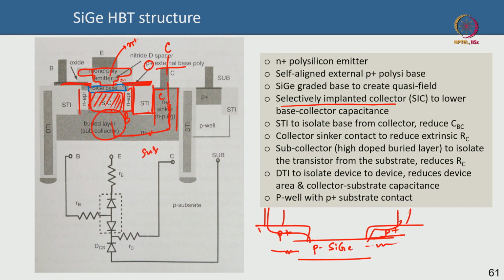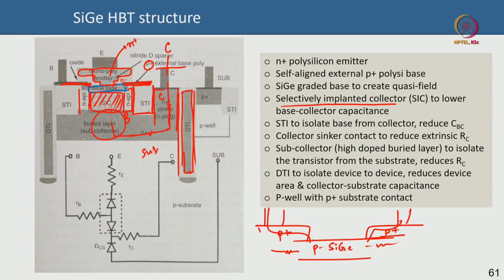All right, and then this is the DTI, which is the deep trench isolation. This is a polysilicon filled deep trench isolation with field oxide surrounding it. It isolates device to device, sometimes it isolates even circuit to circuit. It also helps reduce the substrate coupling capacitance and so on and so forth.